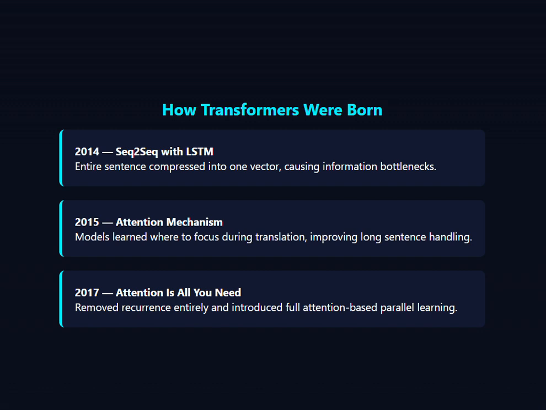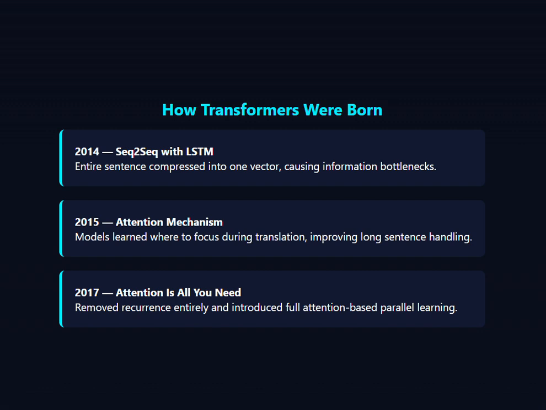But what was the problem with this? The problem was one vector equals an information bottleneck, right? So it worked for short sentences like "I'm happy" or "I'm sad" or something like that. But long sentences failed because the details were getting lost. It was like summarizing the entire book into one word.